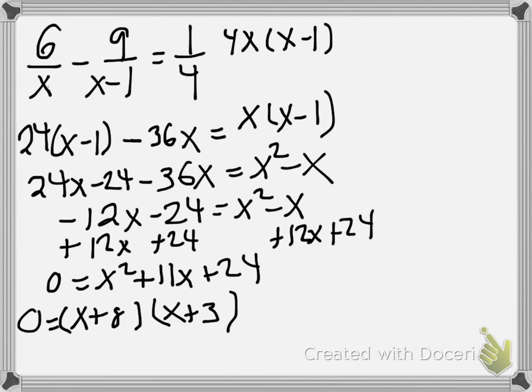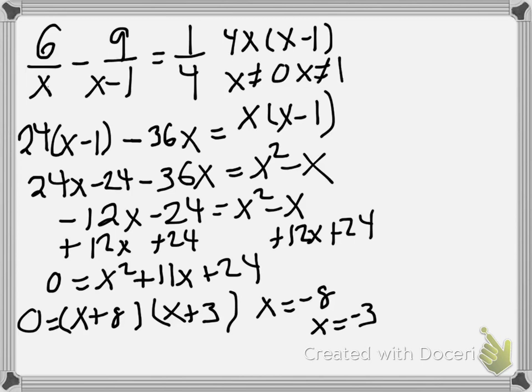And so that gives me that x can be negative 8 and x can be negative 3. All right, so what do we need to do? We need to make sure. Okay, what do we know that x can't equal, by the way? We're dividing by x's down here. We know that x cannot equal 0 and x cannot equal 1. So we think it's going to be negative 8 and negative 3. Let's just double check.